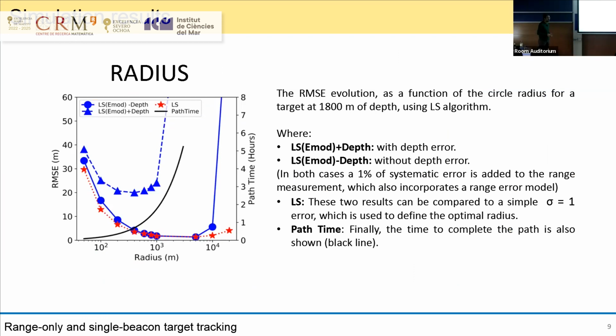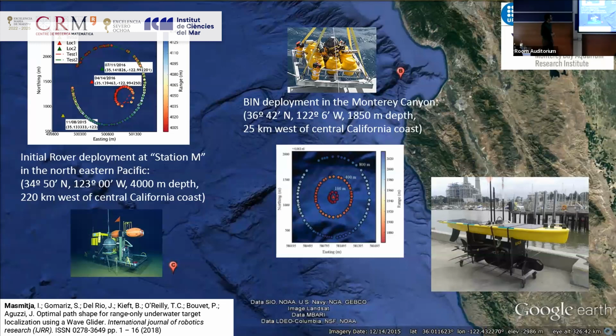We can also run some simulations to corroborate this analytical formula and see if it agrees or not. And also we can conduct, and we did, some field experiments to see how this methodology works in reality and if this is the optimal path or not to localize the target. For example, we tried to localize an underwater target here in the Monterey Bay in California, which was almost 2 kilometers deep, deployed in the Monterey Bay Canyon.